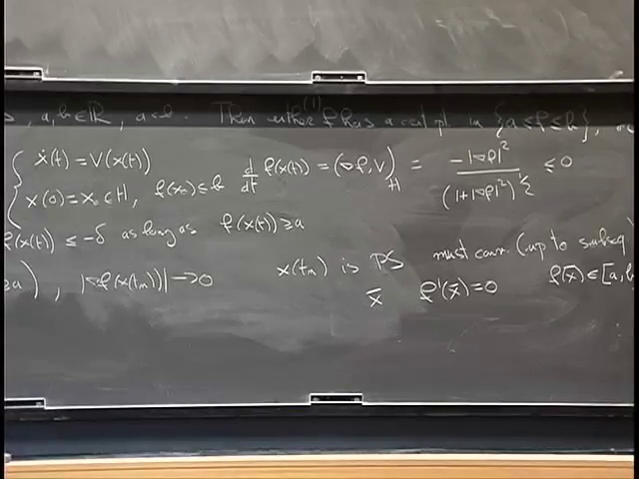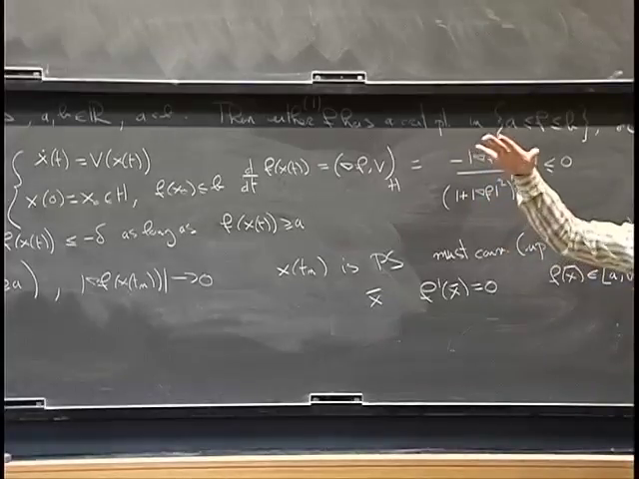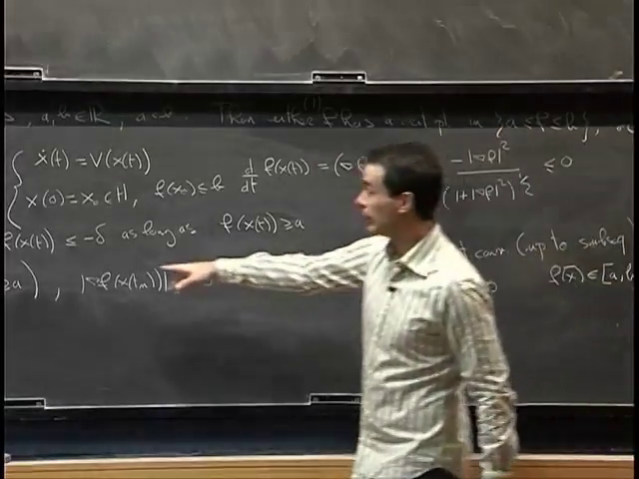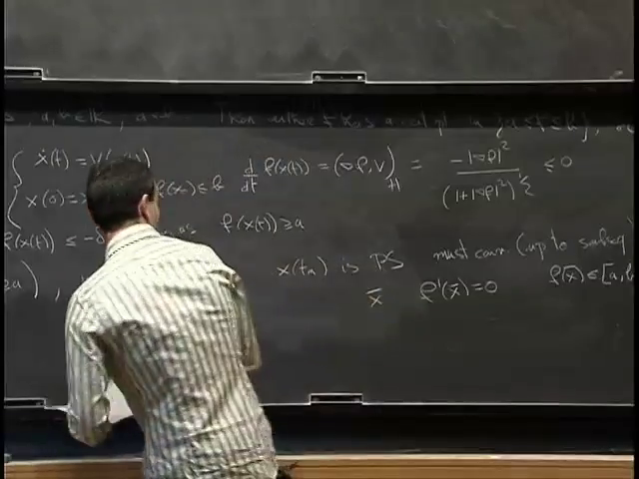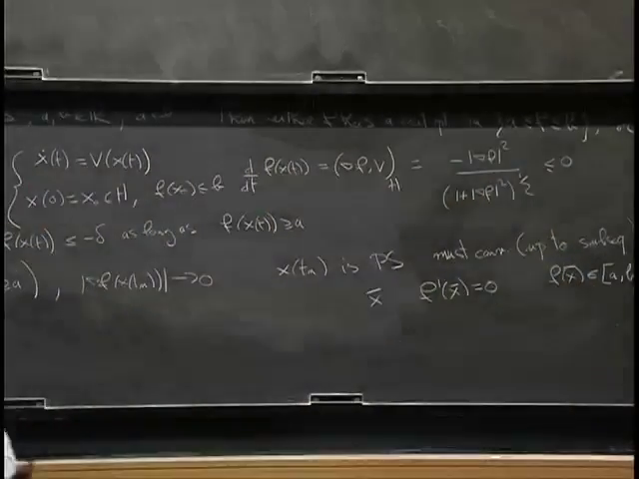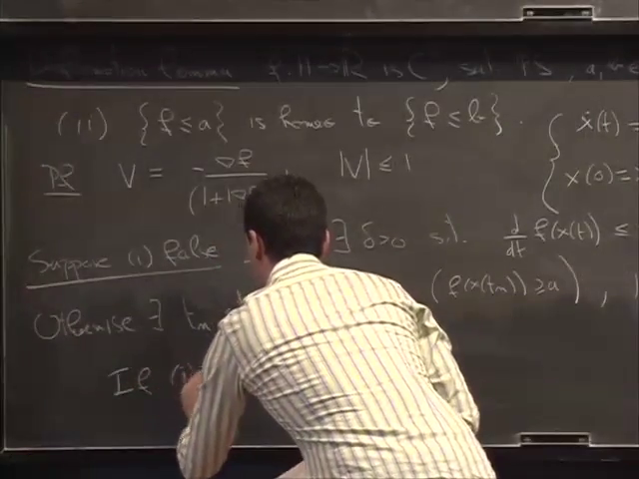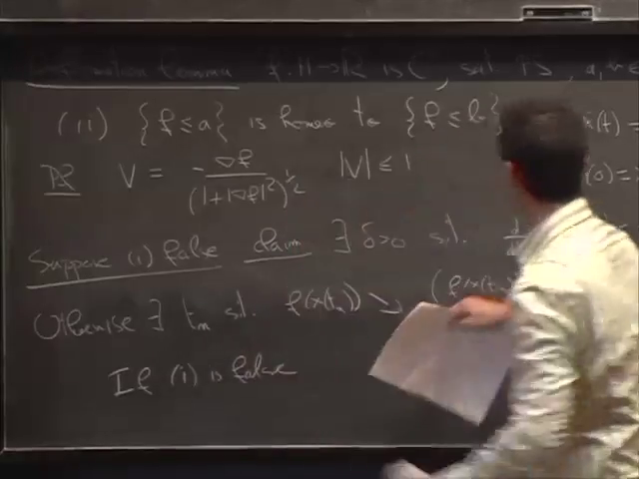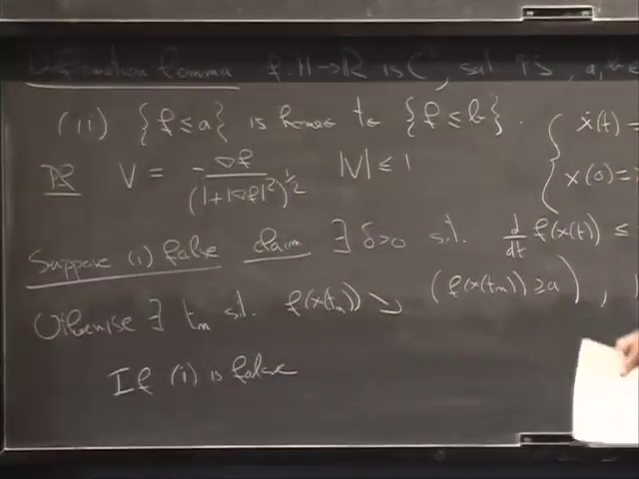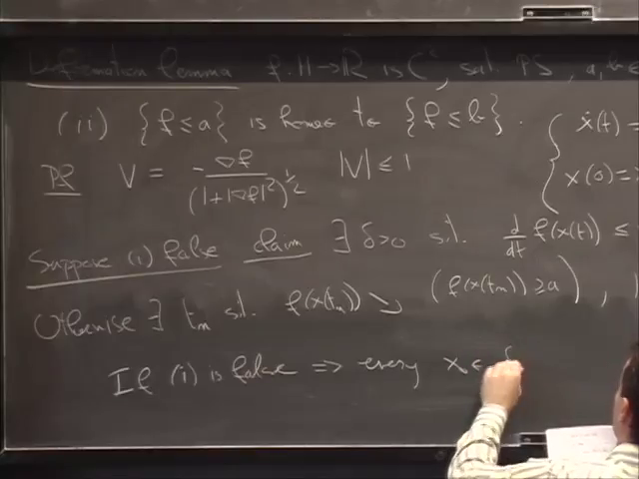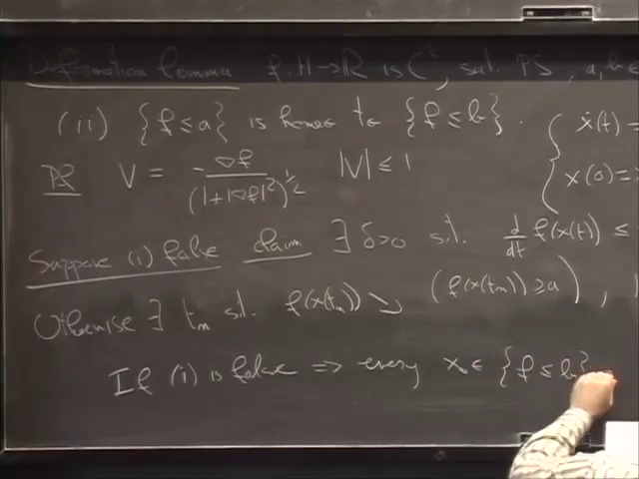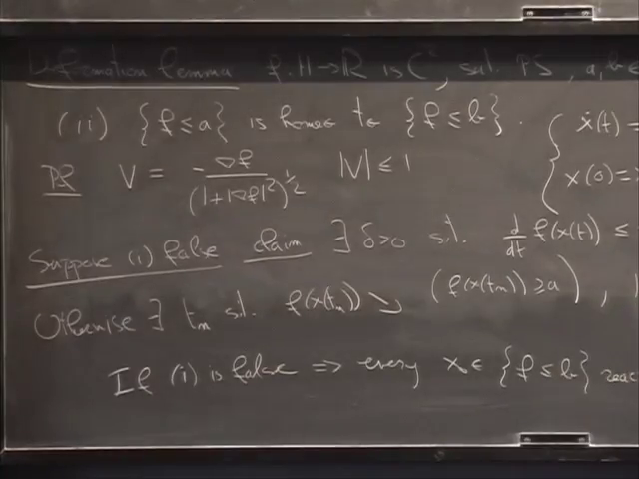Okay, by the way, about the homeomorphism: if there is no critical point, I'm sorry, I'm not quite finished. The gradient flow would strictly decrease the functional. To find the homeomorphism, let's erase the square. So if 1 is false, then we have this condition. This means that every x naught in the sublevel f less or equal than b reaches the sublevel f less or equal than a in finite time.